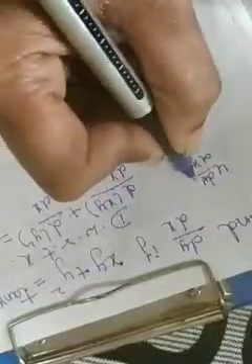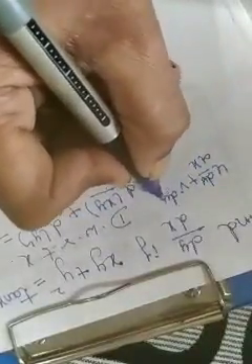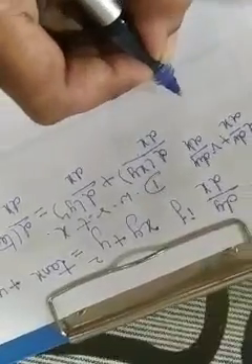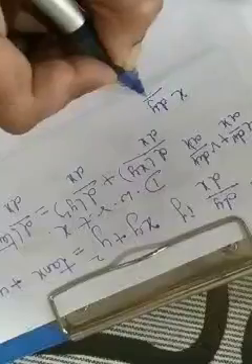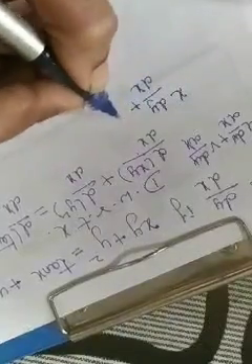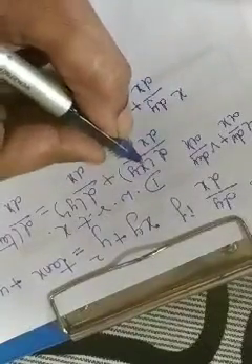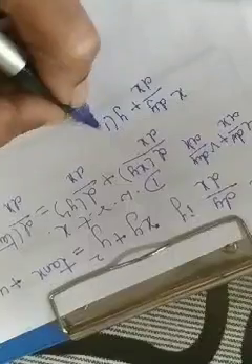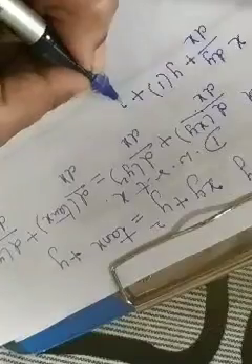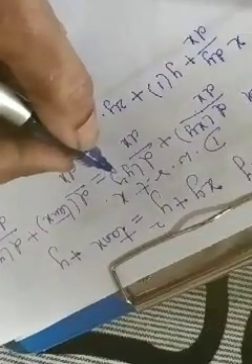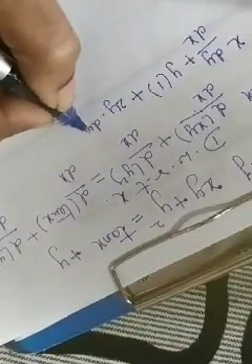u into dv by dx plus v into du by dx. So keep the x as it is, find the derivative of y, dy by dx. Plus now keep the y as it is, find the derivative of x. Derivative of x is 1. Plus what is y square derivative? 2y. What is y derivative? dy by dx.